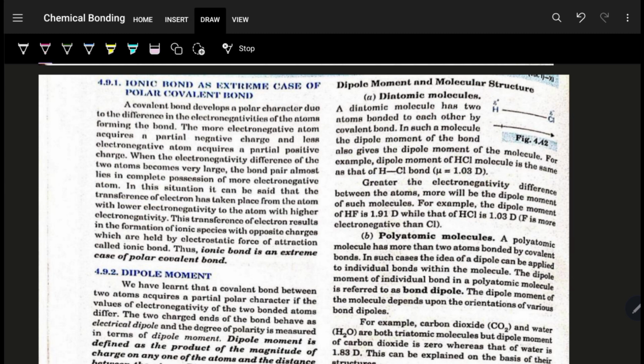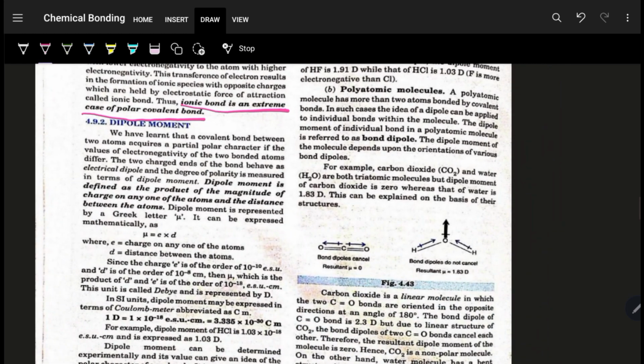We have talked about molecules having an electronegativity difference, on account of which a polarity develops, and we say that it is a polar covalent bond. Ionic bond is an extreme case of polar covalent bond. Why? Because when the bond is so polar that the electronegativity difference gives rise to a partial positive charge and a partial negative charge, then ionic character develops in the covalent molecule also.